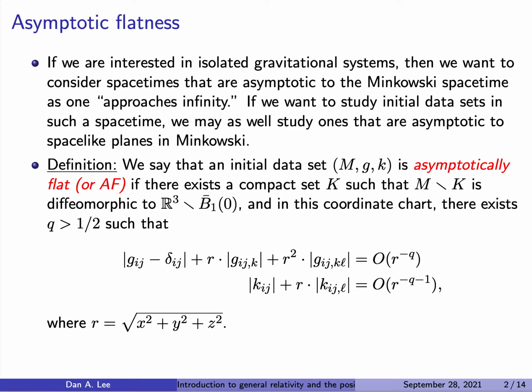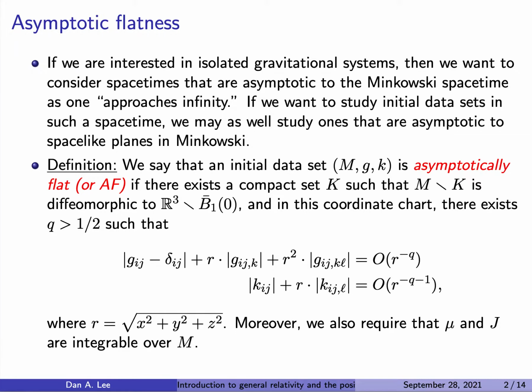Meanwhile, we ask that the data k decays like r to the minus q minus 1, and its derivatives decay like r to the minus q minus 2. So basically, we want each derivative of these quantities to decay one order faster. Moreover, we also require that mu and J are integrable over M. So you should read this maybe as two separate conditions here, and I'll discuss that in a minute.